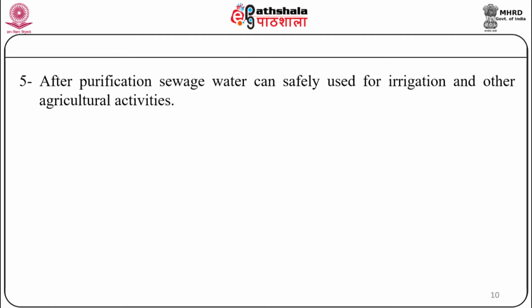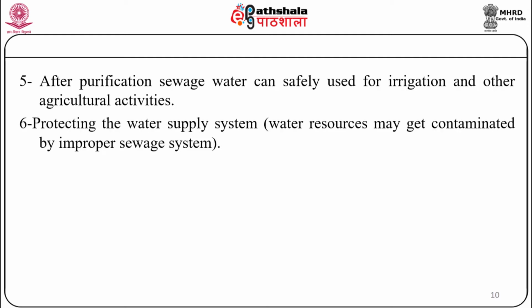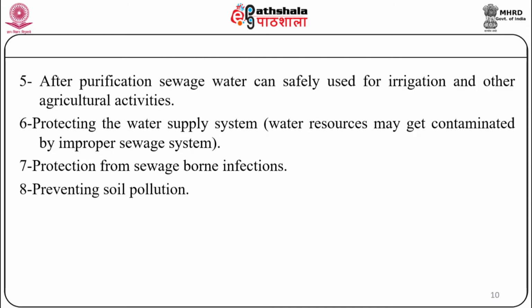After purification, sewage water can be safely used for irrigation and other agricultural activities. That's another important point, because water is a very precious resource and the majority of the water is used for agricultural purposes. So this sewage water, after treatment, can be utilized efficiently for irrigation and other agricultural activities. Then, protecting the water supply system, since water resources may get contaminated by an improper sewage system; protection from sewage-borne infections; and preventing soil pollution.